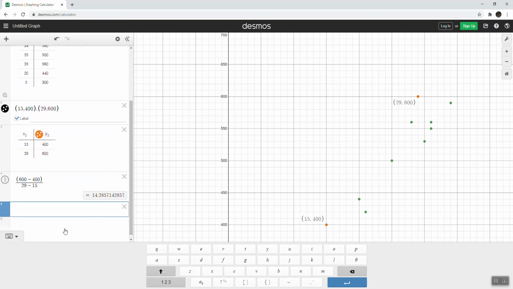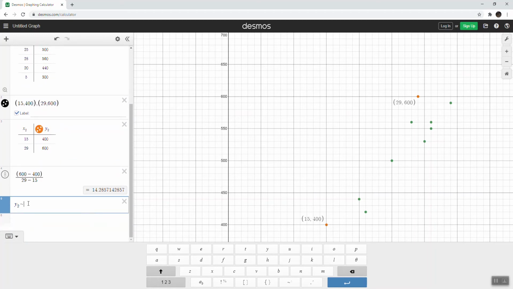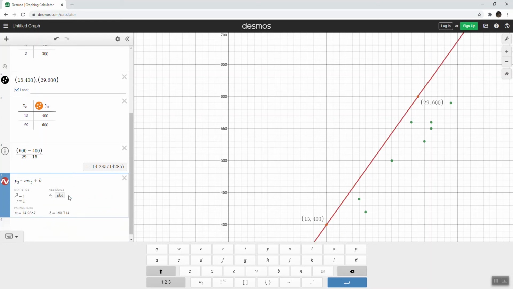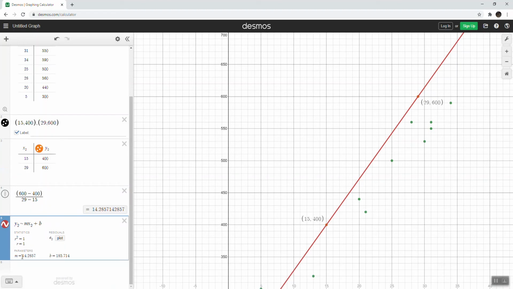Well, I don't want to mess with any of that. I just want to use this special feature in Desmos where I tell Desmos, take these y values and create a regression equation that best models this data, those 2 points. Now notice we get an R value of exactly 1. We're going to learn what that means in a second, but look here, here's our slope, 14.2857. Here, same thing, 14.2857. And then we also get the y-intercept right off the bat, 185.74.